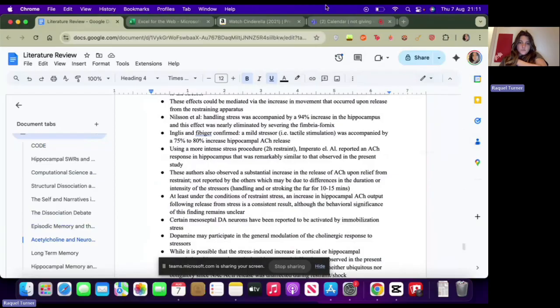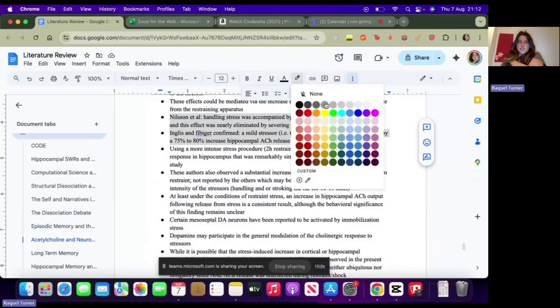So for example, I didn't see it. They actually cited some other studies about how handling stress was accompanied by a 94% increase in the hippocampus, and that a mild stressor was accompanied by a 75 to 80% increase in hippocampal ACh release. That's actually going to be really useful to me now coming back. I'm actually even going to highlight it because I'm going to have my method. I'm going to have some stimuli that are extremely arousing, some that are a bit arousing, and some that are really neutral. I needed to find what neutral is, etc.